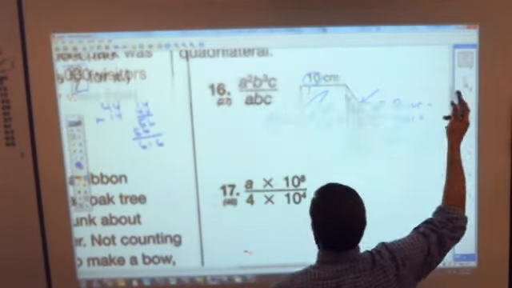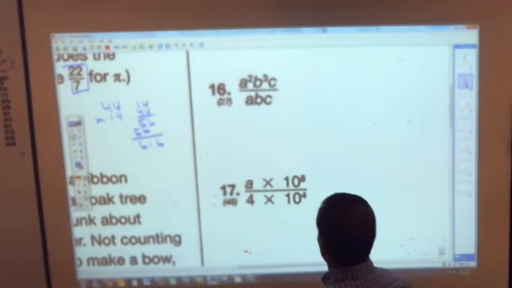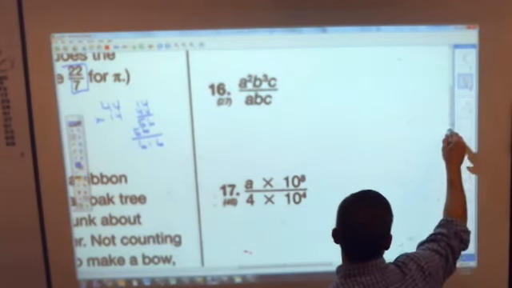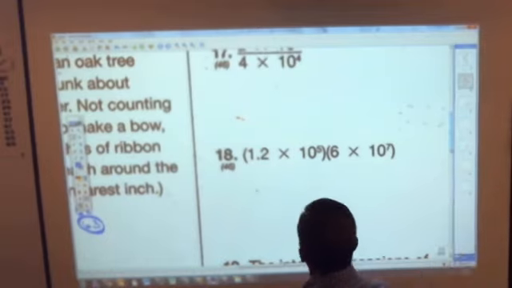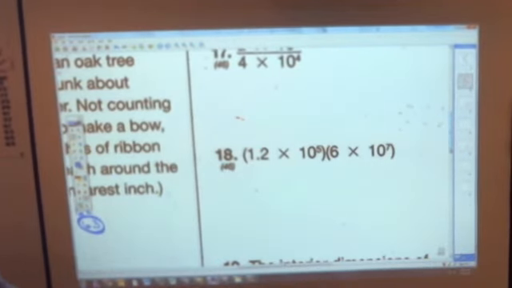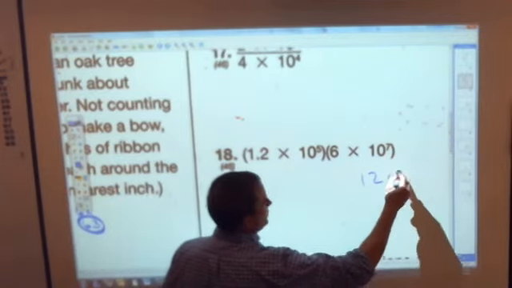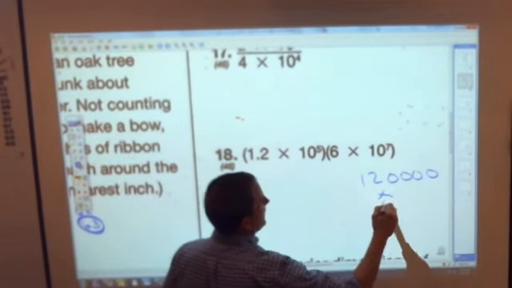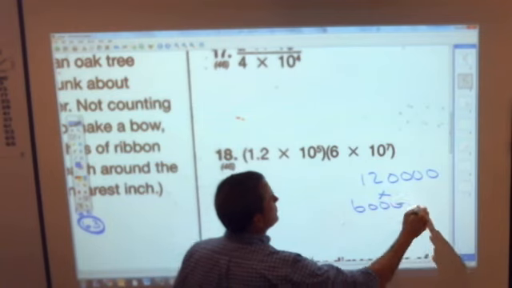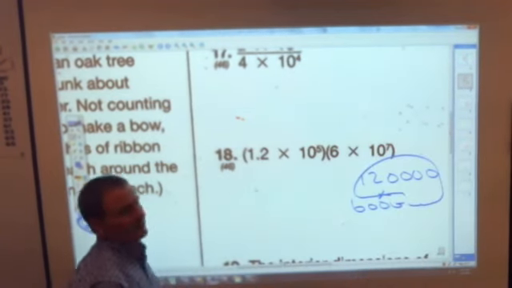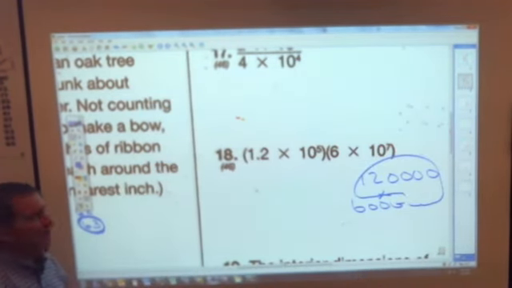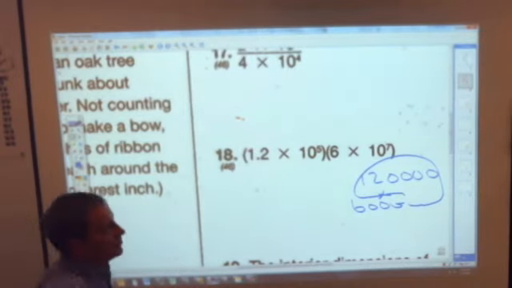18 could possibly be my favorite problem, yes, we'll do 17 and 18. And again, this is where notes come in handy for you people because it doesn't get any easier than this. Listen to me carefully. Do not change them into standard form and do the math. Do not make this 1, 2, 0, 0, 0, 0 and multiply it by 6, 0, 0, 0, 0, 0. We've never done it that way and it's just confusing. Work with scientific notation because the rules are simple.